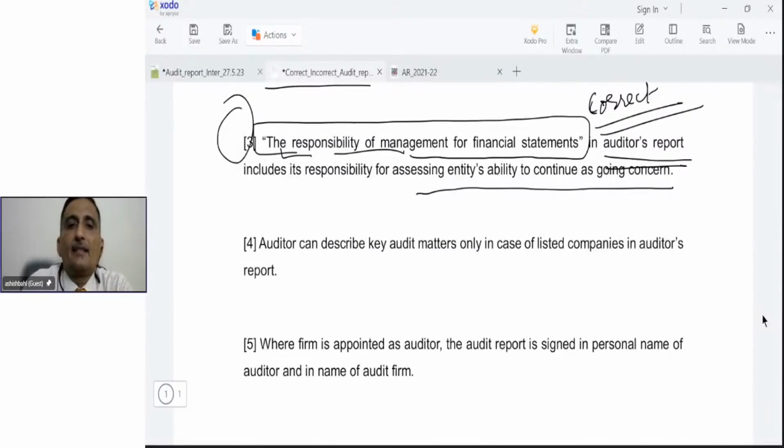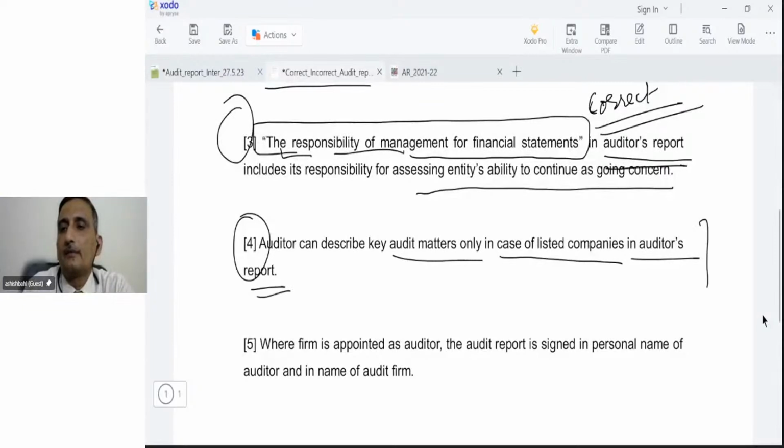Auditors can describe key audit matters only in case of listed companies in auditor's report. Now again, guys, same jaldi ki problem. Haste makes waste. Tarun, tell me how you are writing it is correct. Fourth question, you are saying it is correct.